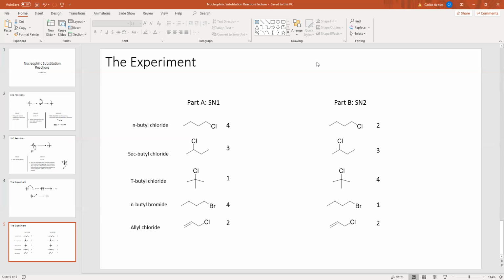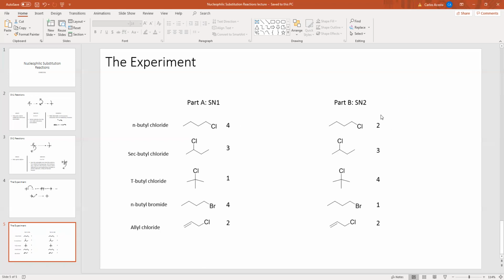This will be followed by allyl chloride. Even though it's a primary alkyl halide, its carbocation is stabilized through resonance. So it's the second most reactive, followed by sec-butyl chloride, and finally followed by both N-butyl chloride and N-butyl bromide. These are both primary alkyl halides, and they make primary carbocation intermediates, which are the least stable, so they will be the least reactive.